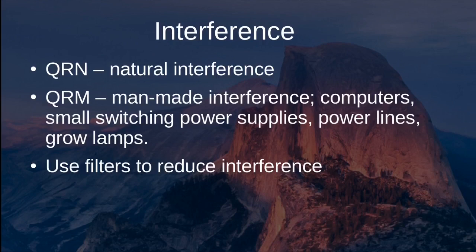There are various types of interference, and we learned about interference in previous lectures. QRN is natural interference. The N, remember, is natural. QRM, or QR mic, is man-made interference. And this could be computers, small switching power supplies, power lines, grow lamps, whatever. So this is man-made interference. It is not natural interference. And again, an example of natural interference could be atmospheric noise with lightning.